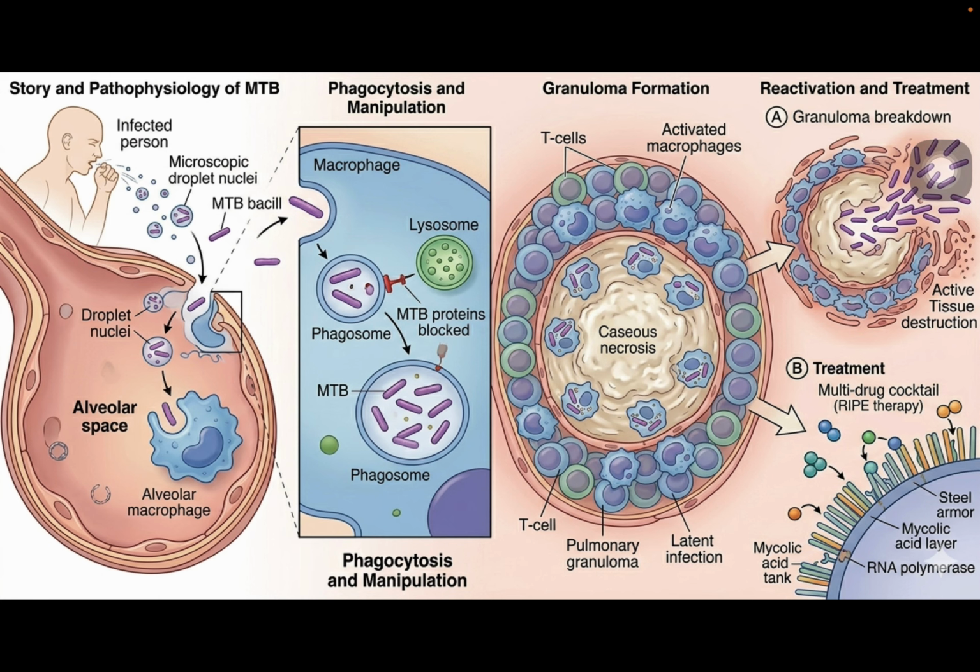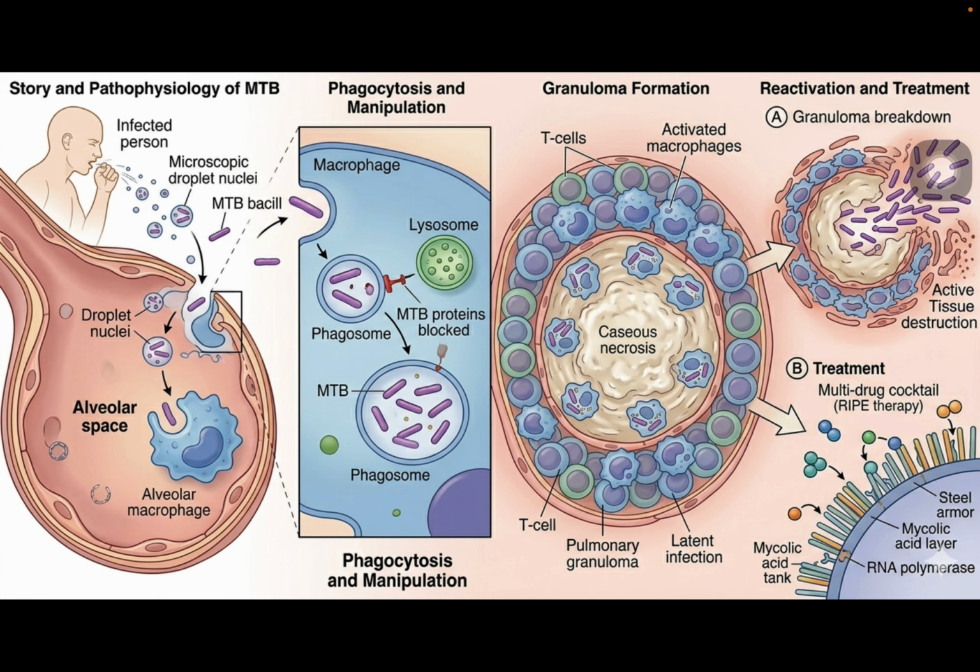Story and pathophysiology of MTB. The process begins with an infected person coughing, aerosolizing small 1 to 5 micrometer microscopic droplet nuclei containing MTB bacilli. These droplet nuclei travel to the deep lung, entering the alveolar space. The bacteria are immediately recognized and engulfed by a resident sentinel cell, the alveolar macrophage. So here in the far right panels, you could see granuloma formation and phagocytosis.